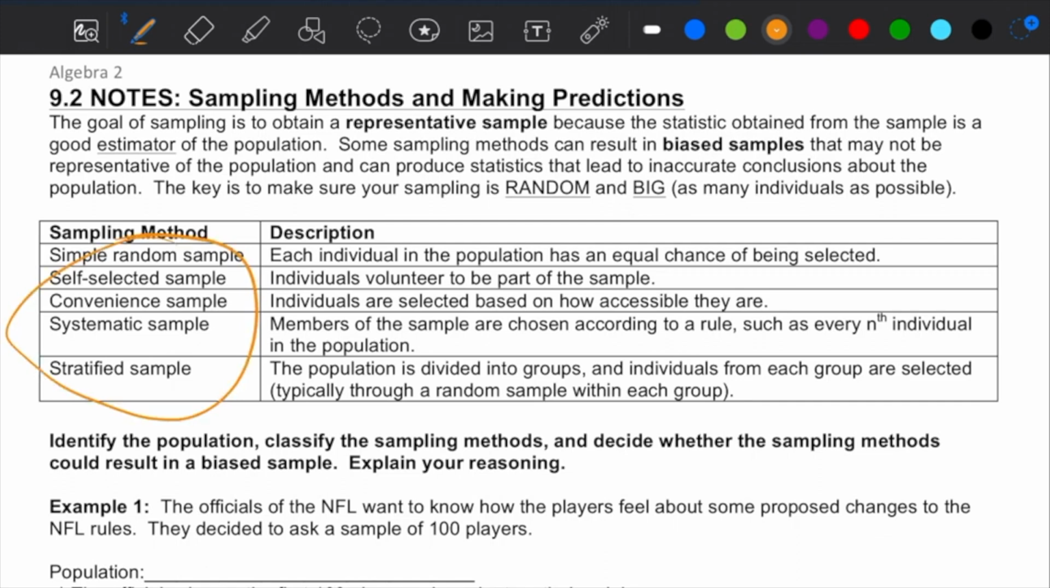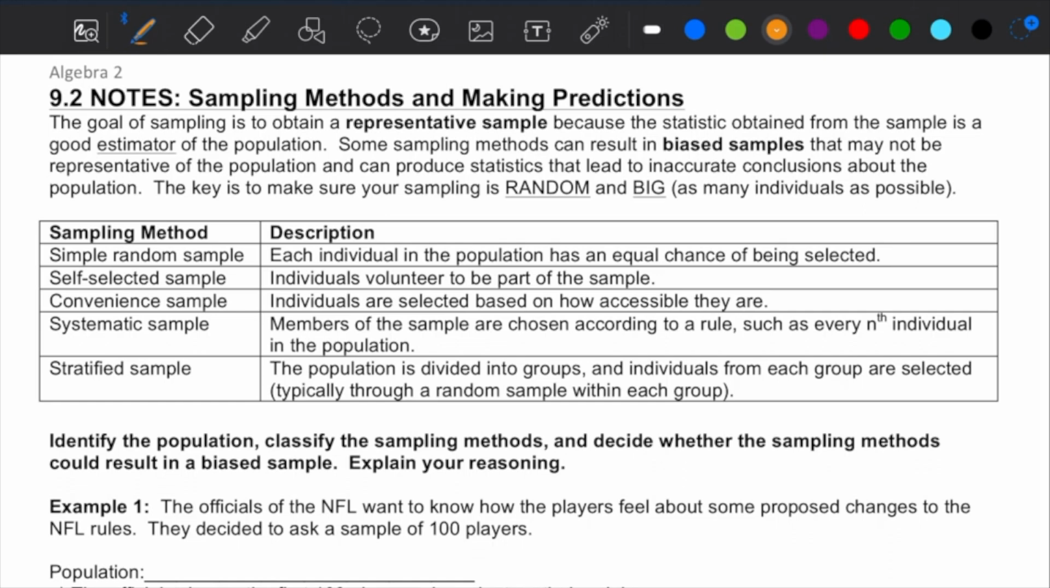So here we have 5 different sampling methods. The first one is simple random, and it's just each individual in the population has an equal chance of being selected. So it's essentially like you're drawing names out of a hat almost. Self-selected example, individuals volunteer to be part of it. So the individuals are selecting themselves. Convenient sample, you just select based upon how accessible they are. So like, oh, the people in the classroom right now. All right, that's convenient for someone.